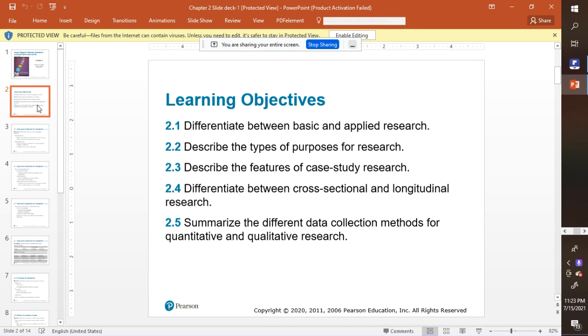We'll also be describing the types of purposes for research, the features of case study research, and we'll try to see the difference between cross-sectional and longitudinal research, and end the class by trying to summarize the difference between data collection methods for quantitative and qualitative research.